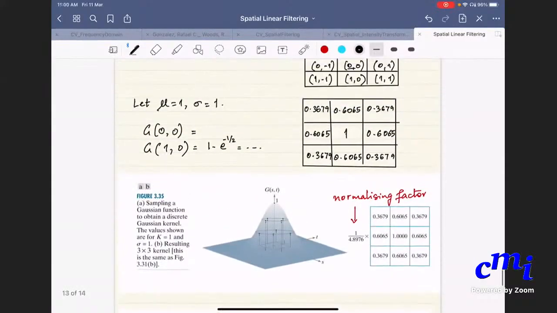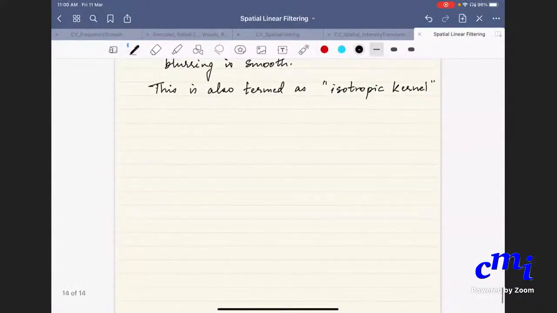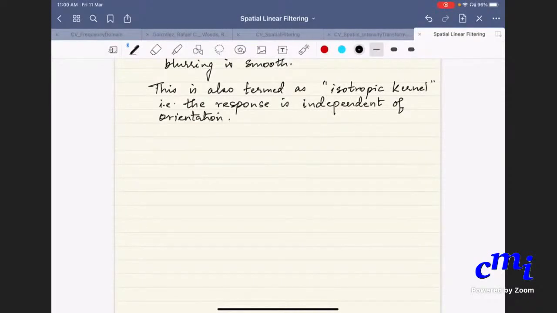Another way of looking at it is simply, if you rotate this kernel through any angle, of course, through 90 degrees or 180, those kinds of angles, you will get back the same kernel. Such a kernel is called isotropic. So for the isotropic kernel, the response is independent of orientation. Okay, that is one thing.